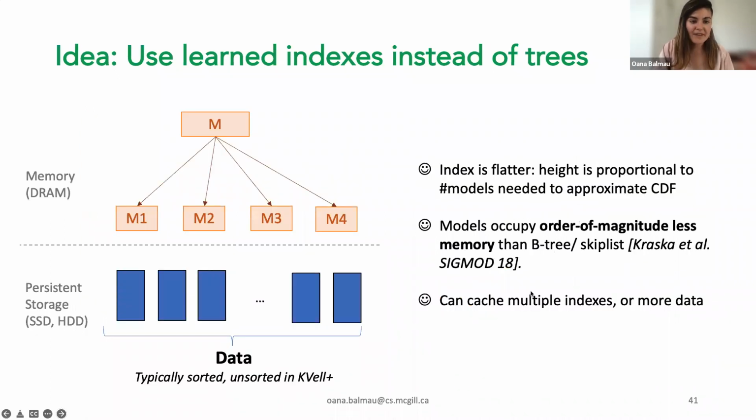So in theory, the learned indexes would be perfect, right? The height of the index would just be proportional to the number of models that we need to estimate the data distribution. The models occupy orders of magnitude less memory than the B-tree, at least that's what was shown in the original learned index paper, and that would allow us to cache multiple types of indexes, so run more interesting analytics on our data.